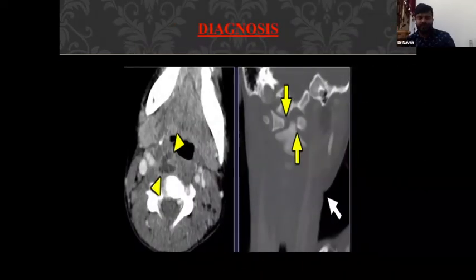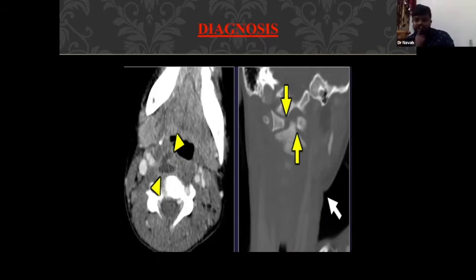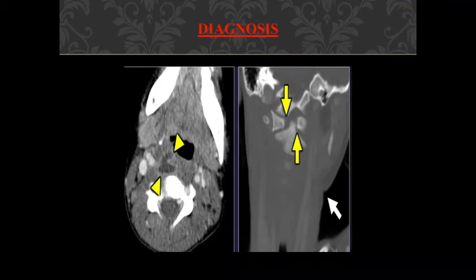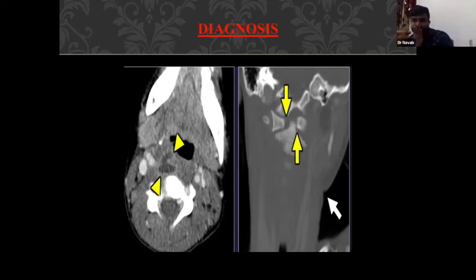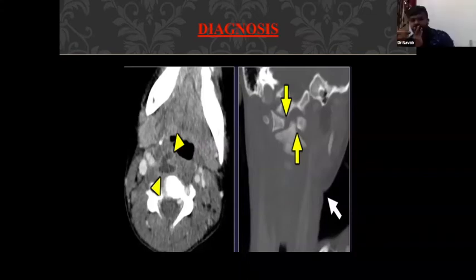So what is your diagnosis? My diagnosis is retropharyngeal abscess. Here I can see a peripherally enhancing collection in the retropharyngeal space, which is also extending to the prevertebral space. And in the coronal sections, there is some subluxation of the atlantoaxial joint with some torticollis. You can even see it in the axial section, right?